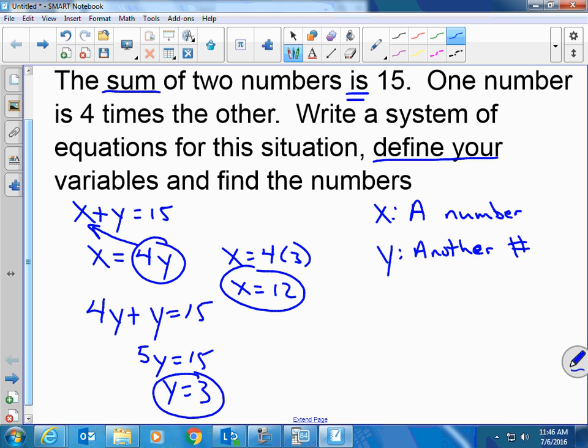As you're reading the question, ask yourself, is it one equation or is it two? Meaning, is there one variable or is there two? Then as you read, you're looking to try to formulate two different equations. All right, your turn.